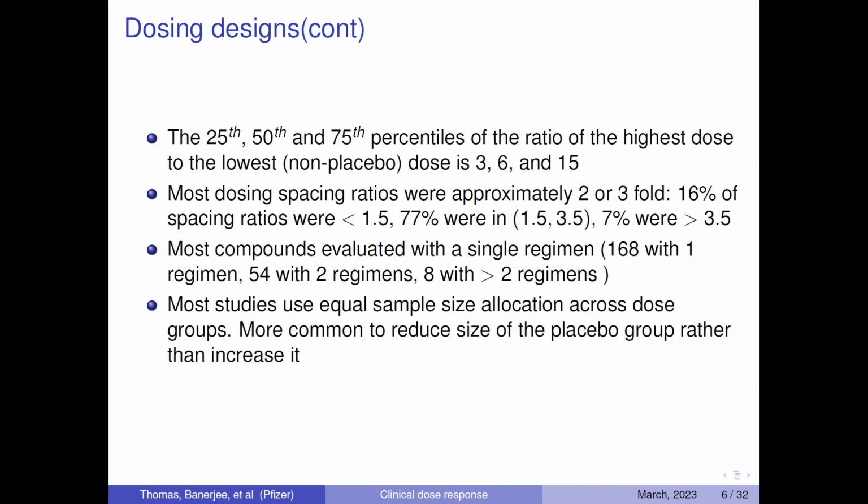That's why we were able to characterize the dose by total daily dosing, for example, and that worked quite well. Now, most of the studies use equal sample size allocation across dose groups. In fact, if they didn't do that, it was typically placebo that was different, and that was typically smaller, not larger. So there's really no evidence that anybody is doing any kind of optimization of sample size here.